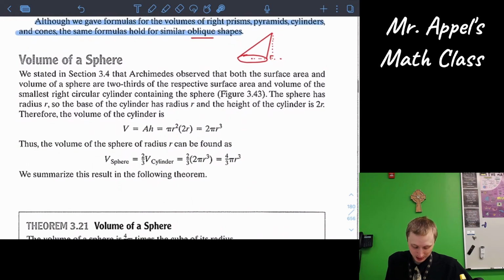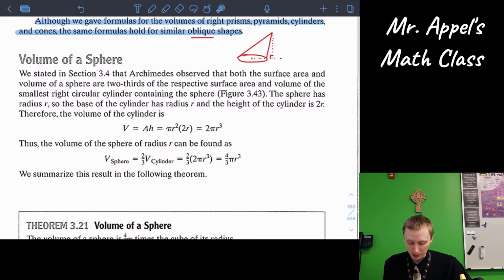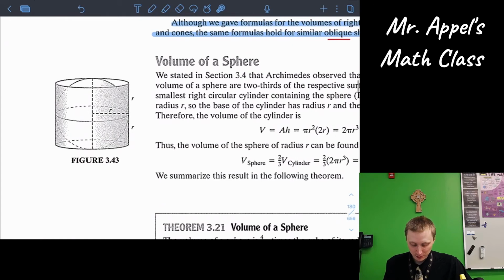Now, how about a sphere? We stated in Section 3.4 that Archimedes observed that both the surface area and volume of a sphere are 2/3 of the respective surface area and volume of the smallest right circular cylinder containing the sphere. Okay? Here's a picture to remind you of that. Take the smallest possible can that can just barely fit around the ball. So imagine a tennis ball tube that only holds one tennis ball.